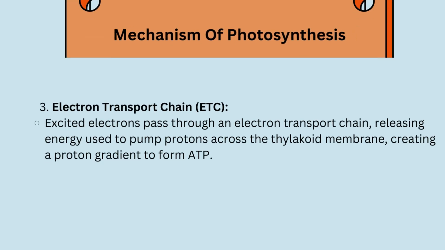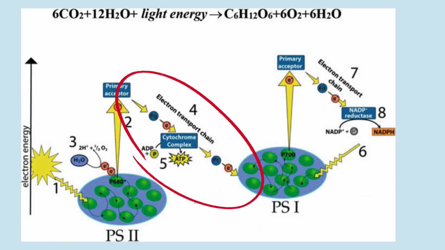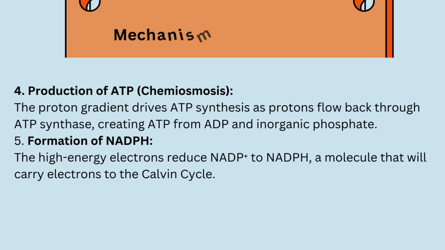Excited electrons pass through an electron transport chain, releasing energy used to pump protons across the thylakoid membrane, creating a proton gradient to form ATP. The proton gradient drives ATP synthesis as protons flow back through ATP synthase, creating ATP from ADP and an inorganic phosphate.